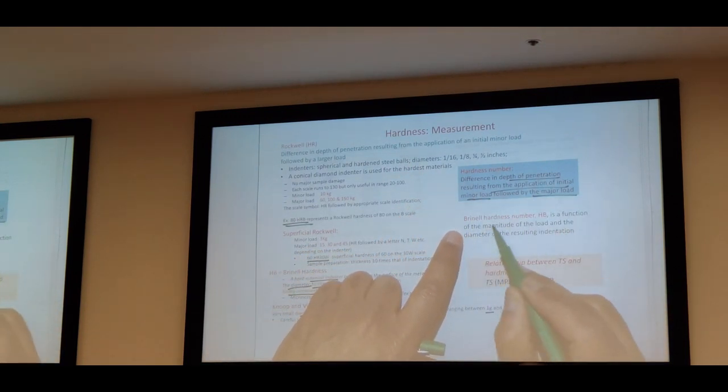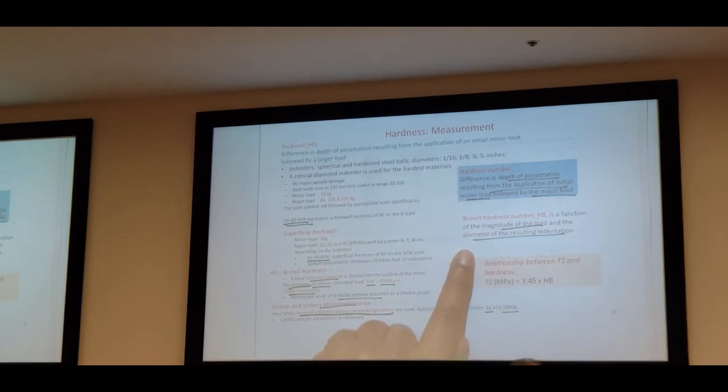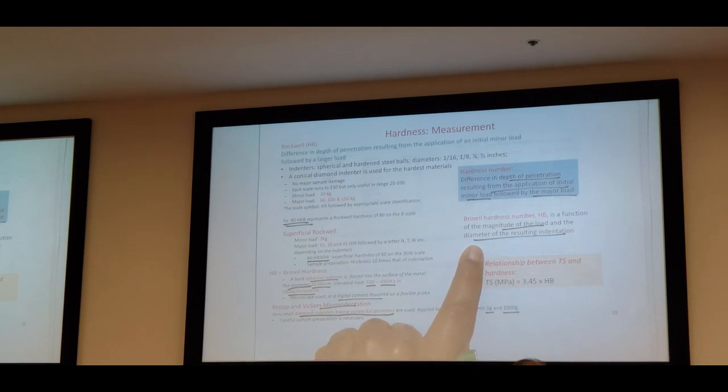And the Brinell hardness number HB is a function of the magnitude of the load and the diameter of the resulting indentation. Okay, and the relationship between tensile strength and hardness. You see, tensile strength, they are more or less similar. Do you agree? What is the tensile strength?